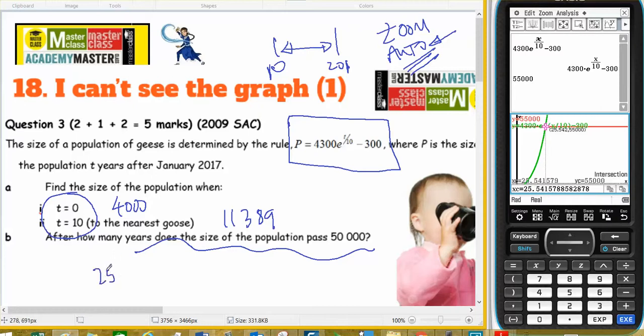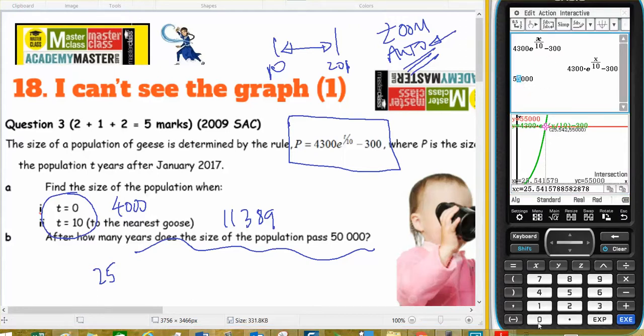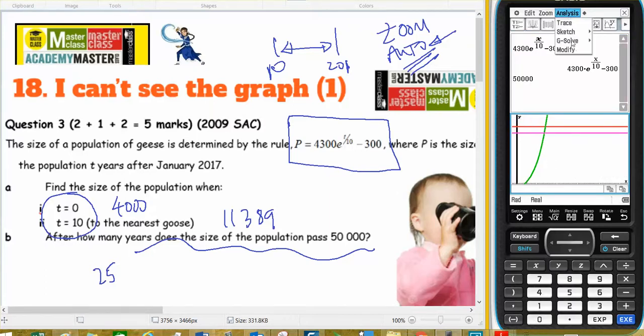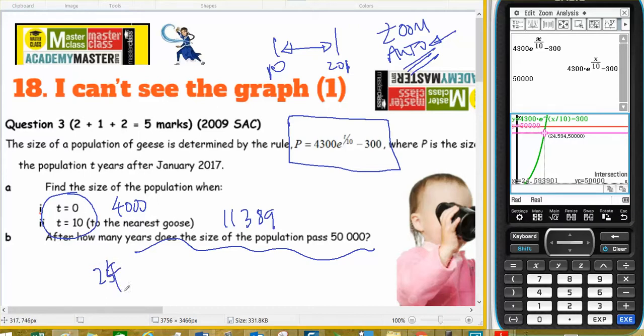So after 25 years it is not yet 55,000, so it's got to be 50,000. So analysis G-Solve intersection between not that curve but yes and yes. So at 24 it is not yet, but 24.59 is equal. So after 25 years, because after 24 years you're not yet 50,000, but after 25 years you are.